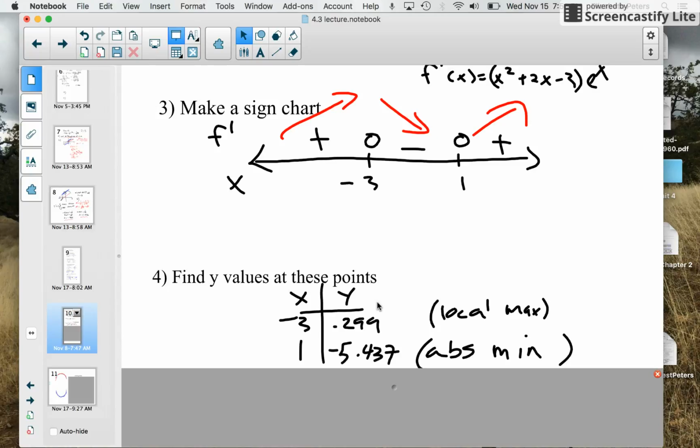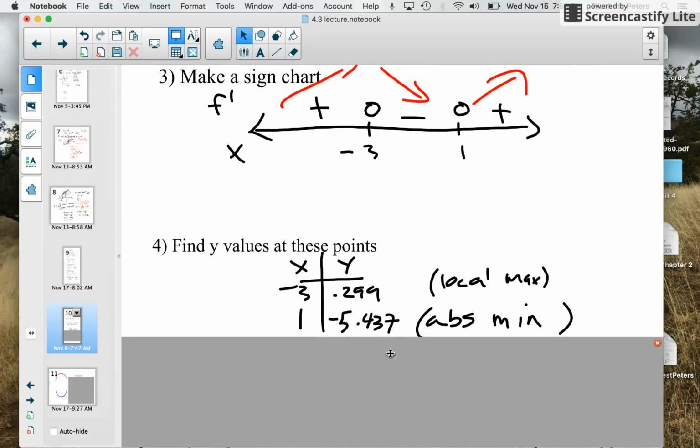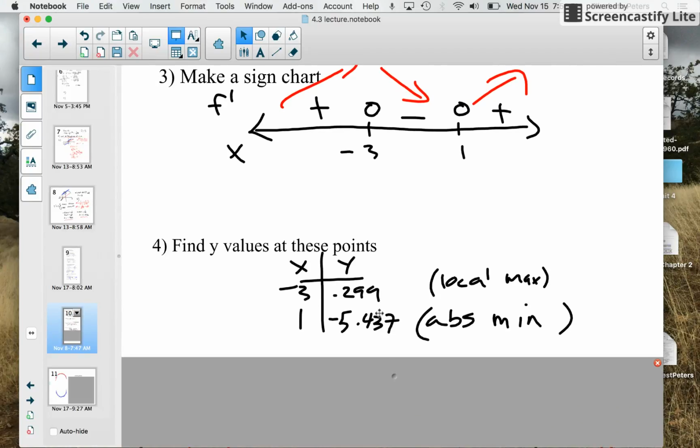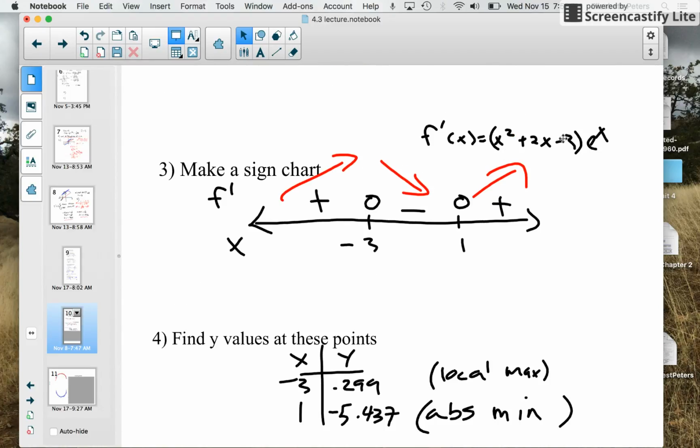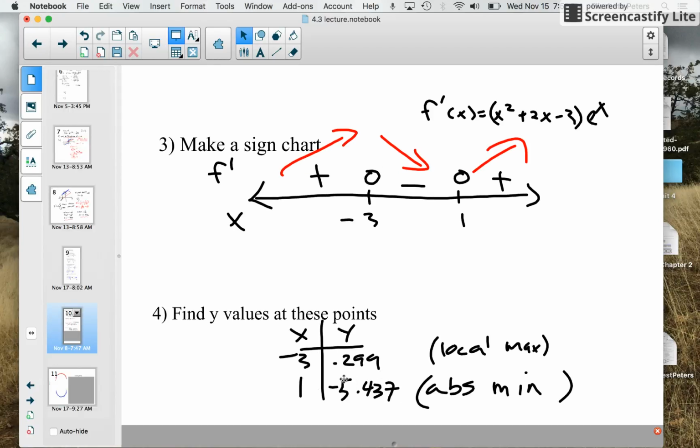All right, so our step number 4 is now we want to find the y values and make a table at these critical points. So we found our critical points, and we know we're going to plug back in. We're going to substitute into our equation. You can use a calculator for this to find the y values when x equals -3 and when x equals 1, and we get these. In order to find out that it's a local max and an absolute min here, we have to graph it.